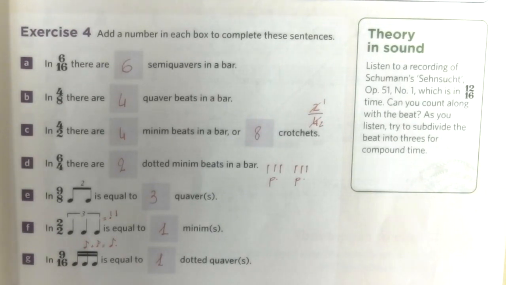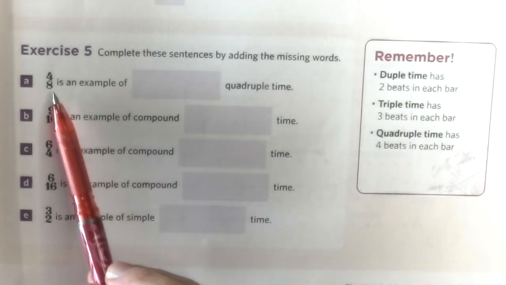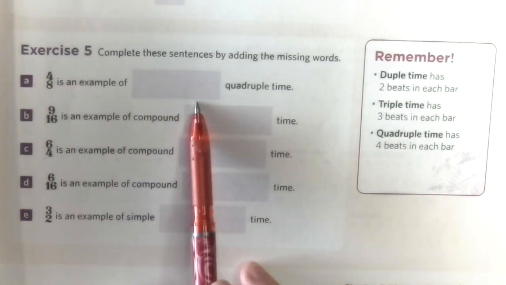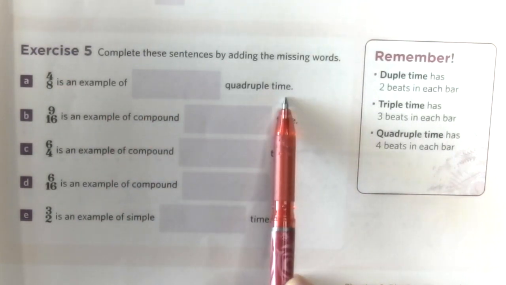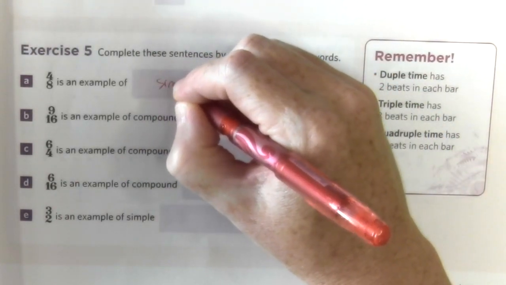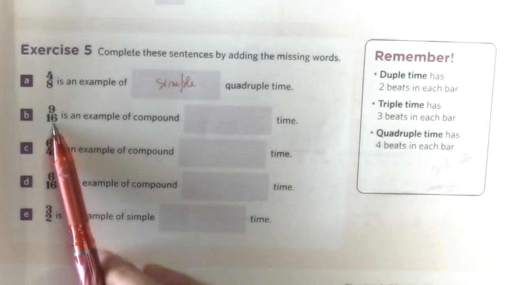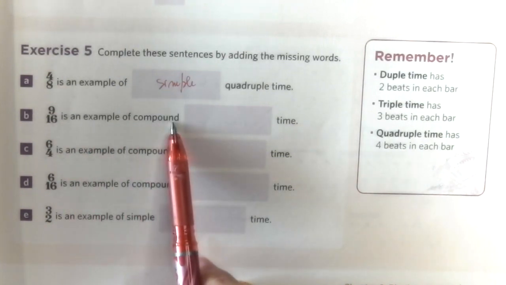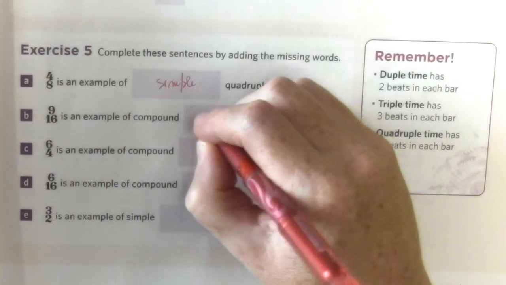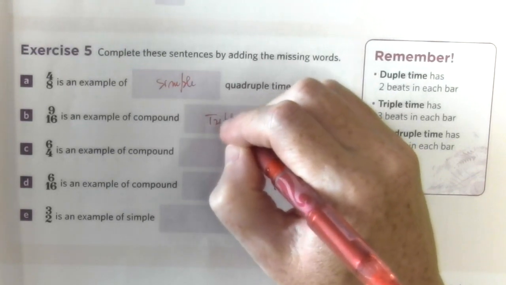So anyway, exercise 5. Here we need to complete the sentences with what is needed. 4/8 is an example of simple quadruple time. Simple because it's not compound. 9/16 is an example of compound triple time. 1, 2, 3, 1, 2, 3, 1, 2, 3. Triple time. 1 and 2 and 3 and. Triple time.